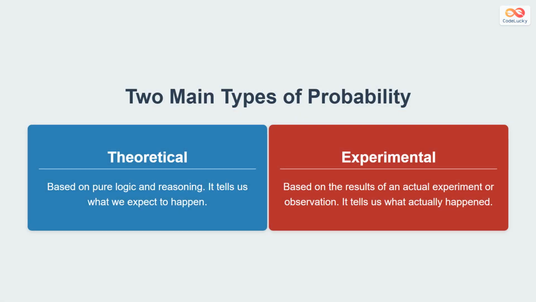There are two main ways to think about probability. The first is theoretical, which is based on pure logic and what we expect to happen. The second is experimental or empirical, which is based on what actually happens when we conduct an experiment or look at real data.